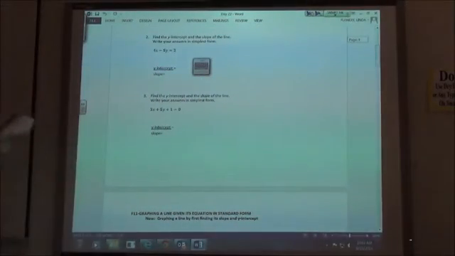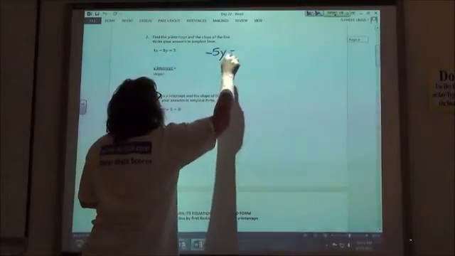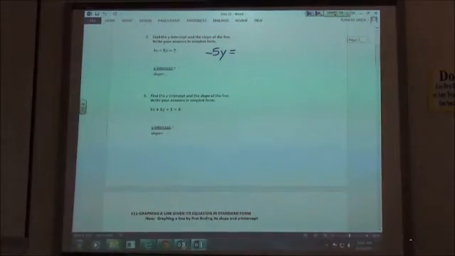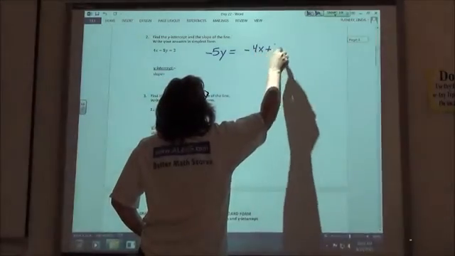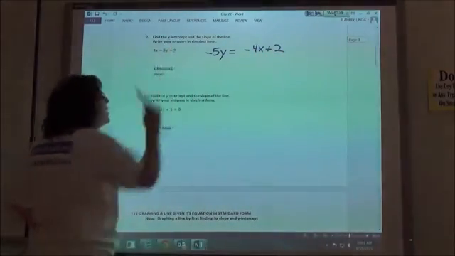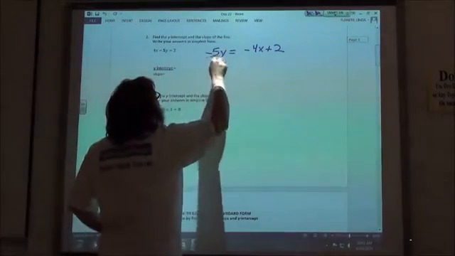So number 2, we have 4x minus 5y equals 2. If I solve that for y, negative 5y would equal what? Negative 4x plus 2. Just the sign on the x changes because that's the only one I moved. I'm then going to divide by my negative 5.